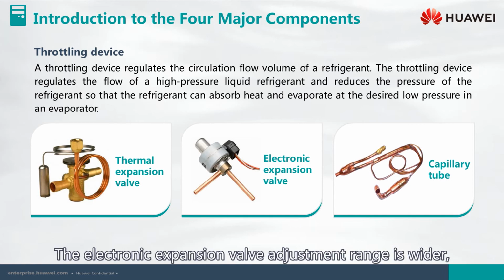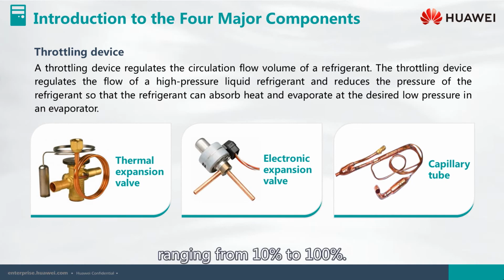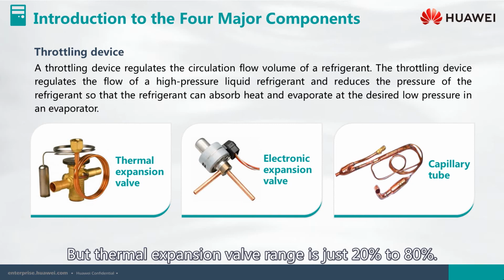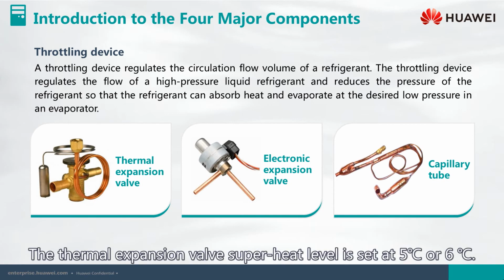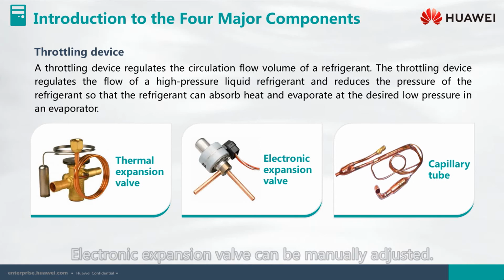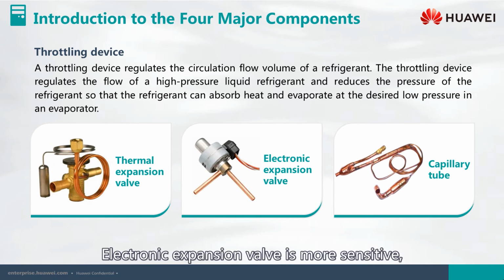The electronic expansion valve adjustment range is wider, ranging from 10% to 100%. But thermal expansion valve range is just 20% to 80%. The thermal expansion valve superheat level is set at 5 degrees Celsius or 6 degrees Celsius. Electronic expansion valve can be manually adjusted. Electronic expansion valve is more sensitive, but more expensive.